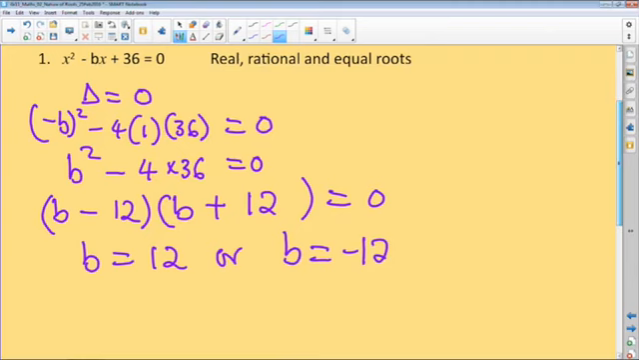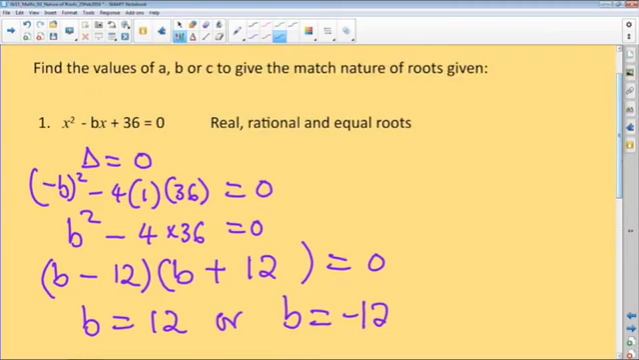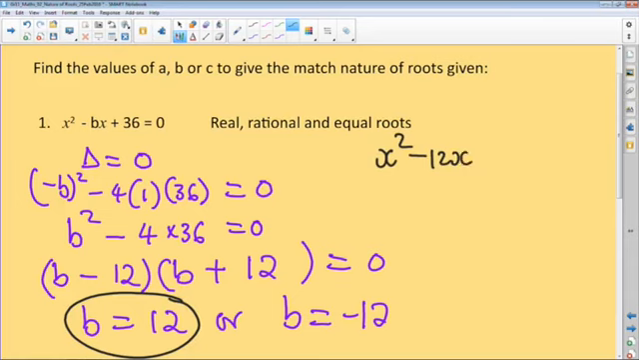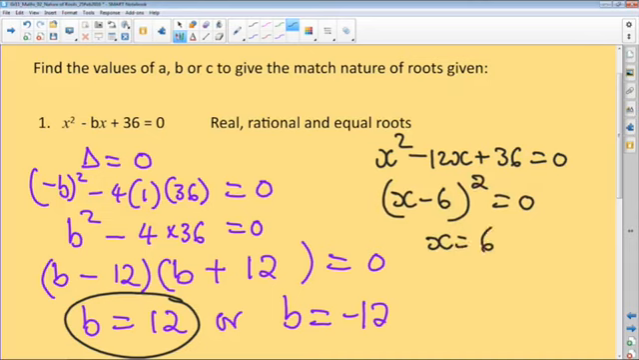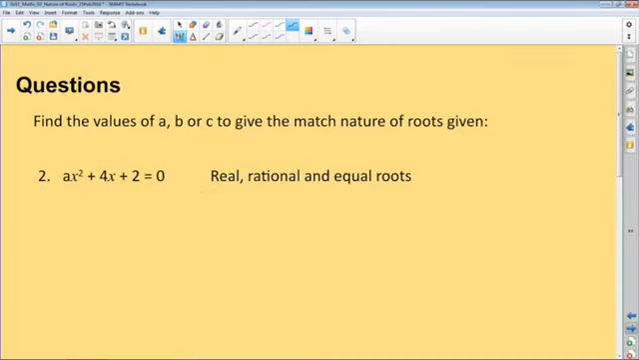Now, guys, watch. If you take the value of b and substitute here, you get x squared minus 12x plus 36 equals 0. You factorize, you get (x minus 6) all squared is 0. Then your x is 6, or x is 6. Now you see you get equal roots, and they are real, and they are rational, because your b squared minus 4ac is a perfect square. All right. Now we move on to the next problem.